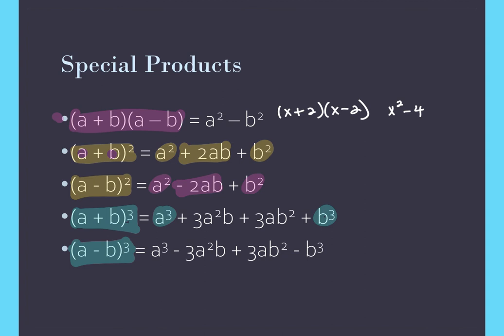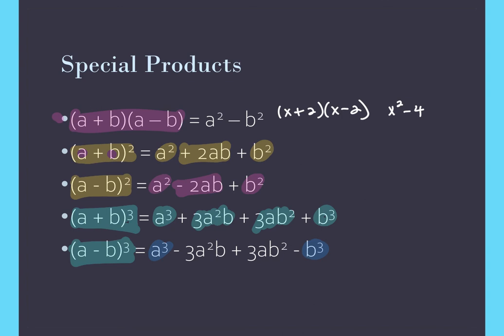And then you do 3 times the first term squared times the second term. That's what this is. And then 3 times the first term times the second term squared. So you would square the second term. You're going to repeat that process if it's a minus, square it and square it. The difference this time is, because it's a cube, not square it, cube it.